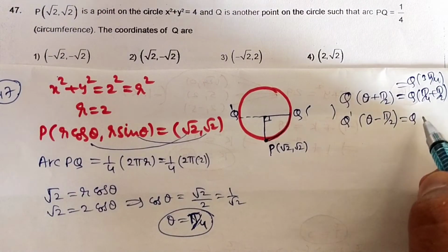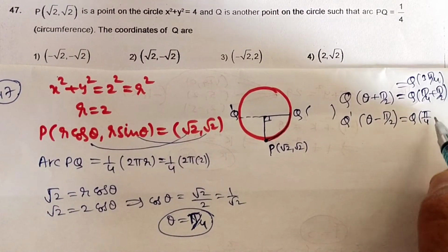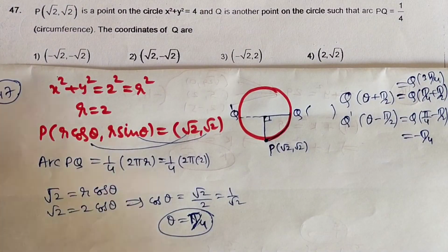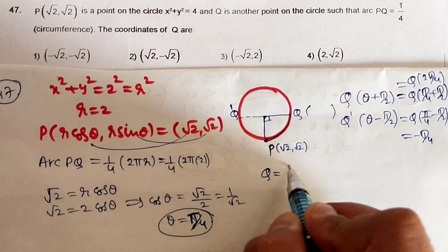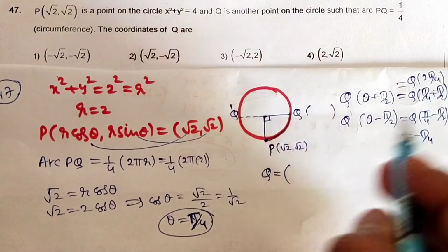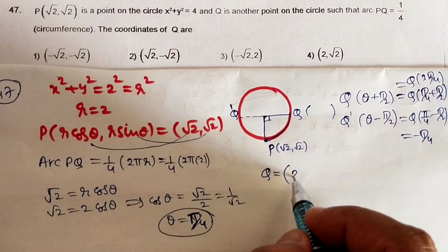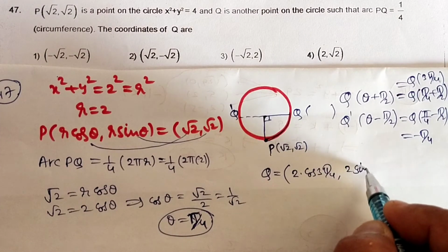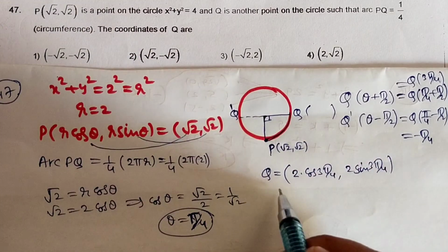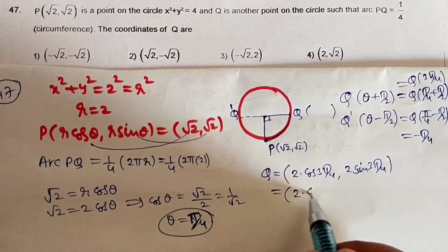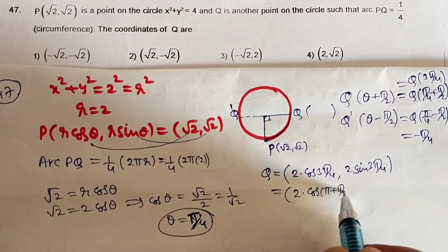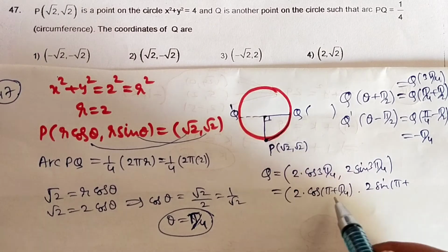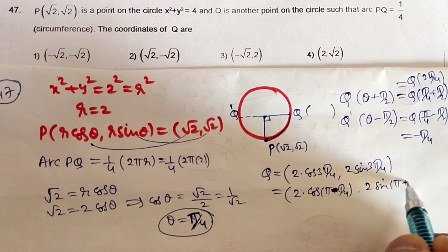In the same way, Q dash of pi by 4 minus pi by 2 is equal to minus pi by 4. So point Q is where theta is 3 pi by 4, with r equal to 2: 2 into cos 3 pi by 4, 2 into sin 3 pi by 4. So 2 into cos of pi minus pi by 4, 2 into sin of pi minus pi by 4.